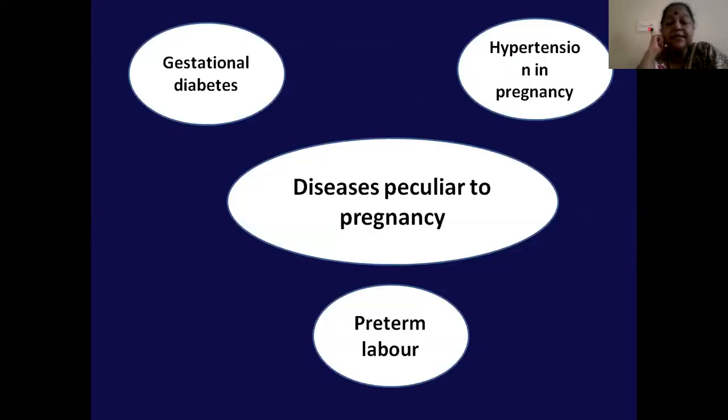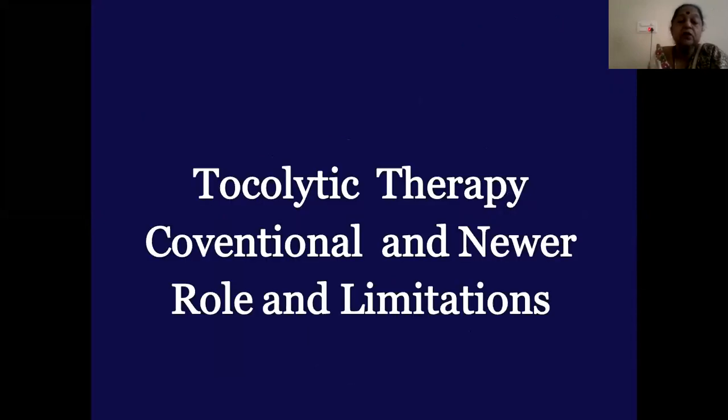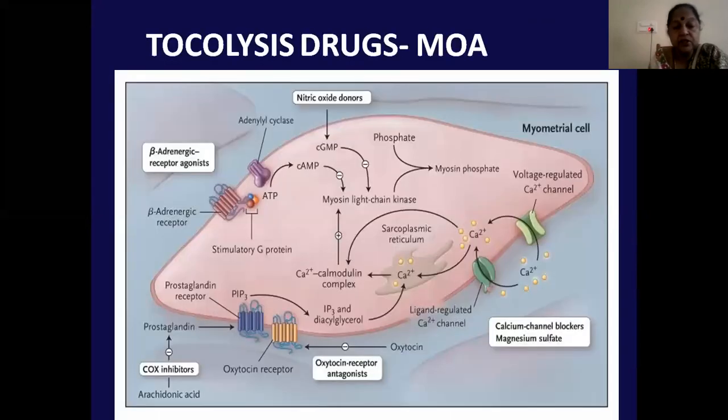Now, various diseases particular to pregnancy, like the medical disorders; of course it will not be possible in a 1-2 hours to cover each and every medical disorder in pregnancy. Maybe in short I will discuss a few of them. And preterm labor, which is a very common entity, we always discuss whenever we are discussing the management of preterm labor. So tocolytic therapy: there are conventional treatments and newer ones, and there are limitations of this.